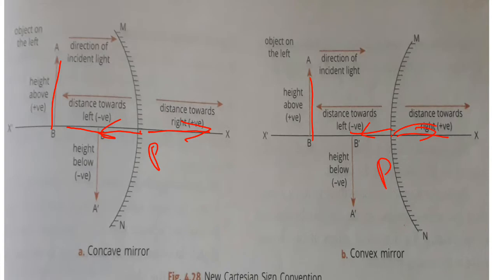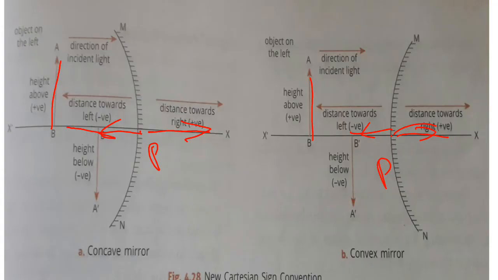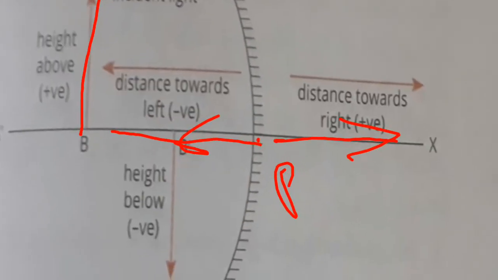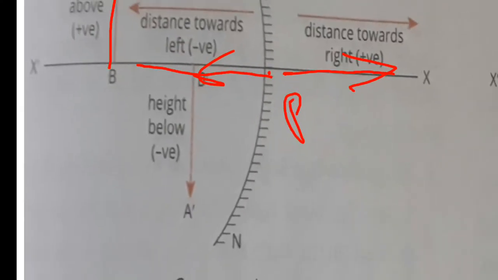Then the next one is that the height or distance measured above and perpendicular to the principal axis will always be positive. Height measured below and perpendicular to the principal axis will always be taken as negative. If it is coming downwards, we take it as negative. You can see here, height above is positive, and below is negative.